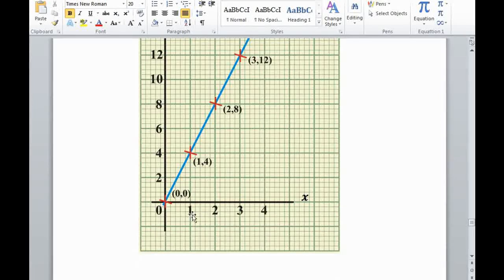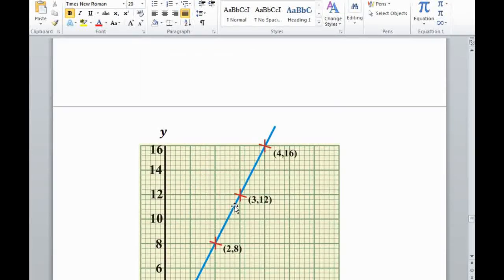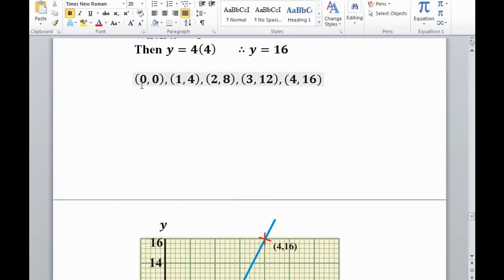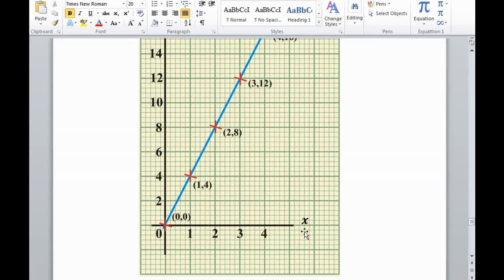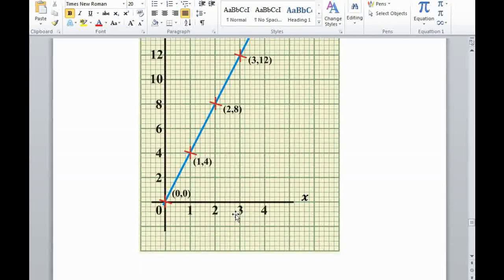I'm going to take one large square. If you count the number of small squares, we have 1, 2, 3, 4, 5 small squares inside a large square. So I'm going to take one large square equals 1 unit on the x-axis, the horizontal line. If you check the ordered pairs, the x coordinate goes 0, 1, 2, 3, 4, so I need to take only 4 units on the horizontal x-axis: 0, 1, 2, 3, 4. So I will take one large square equals 1 unit on the x-axis.